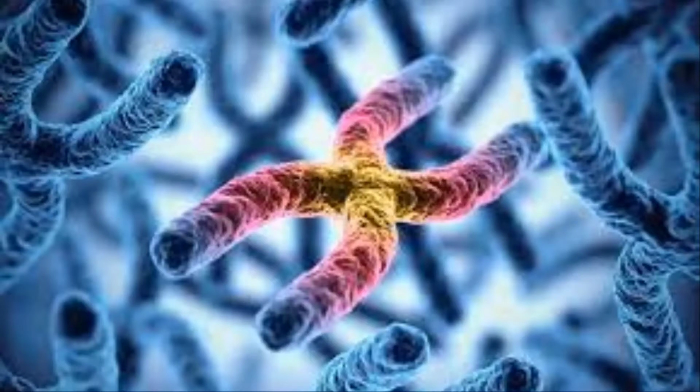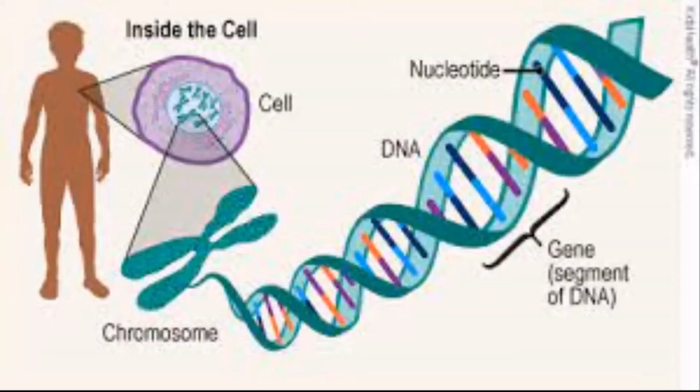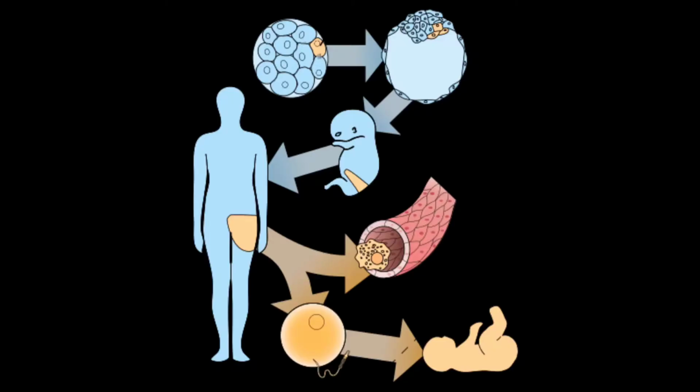Okay, now let's get to mutations. Cystic fibrosis results from a mutation. Mutation is a change in the nucleotide base sequence of a gene or DNA molecule. Germ cell mutations occur in an organism's gametes. Germ cell mutations do not affect the organism itself, but they can be passed on to offspring.